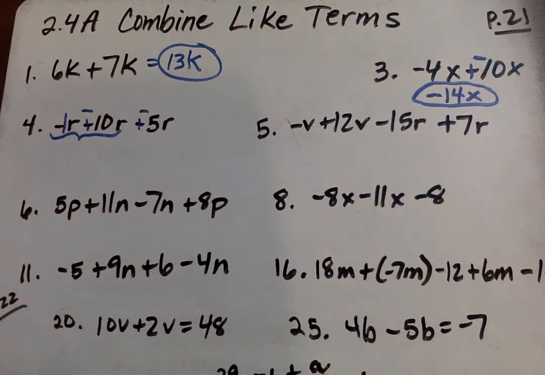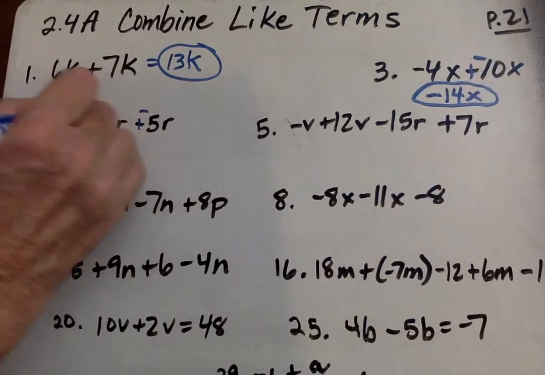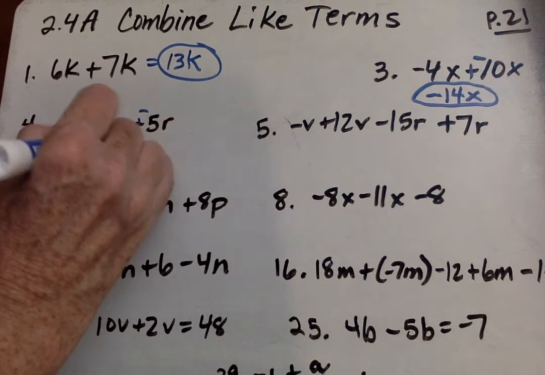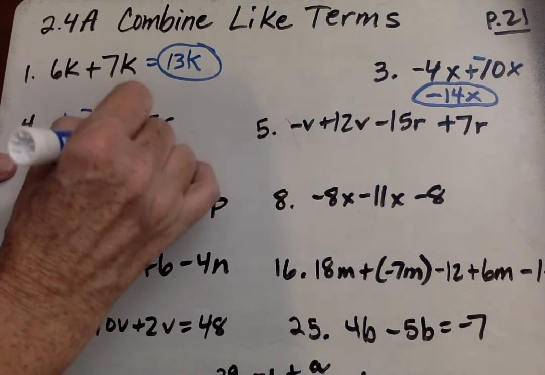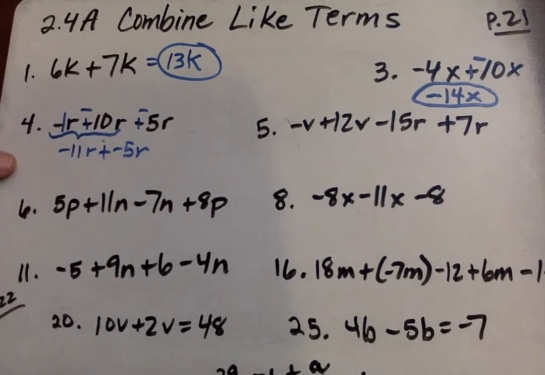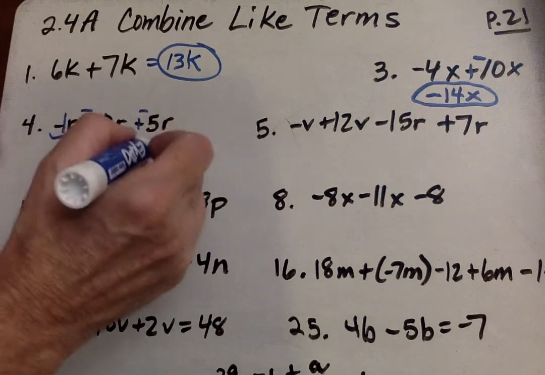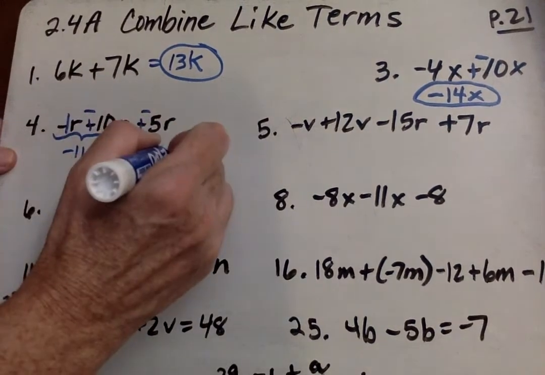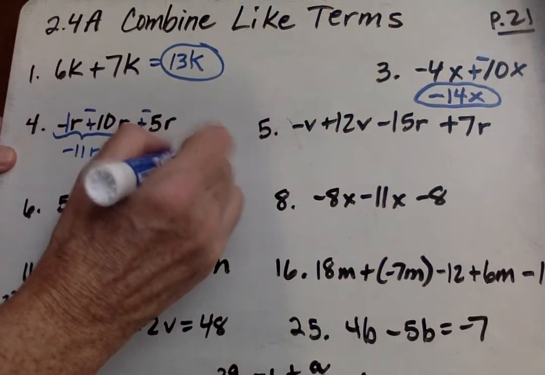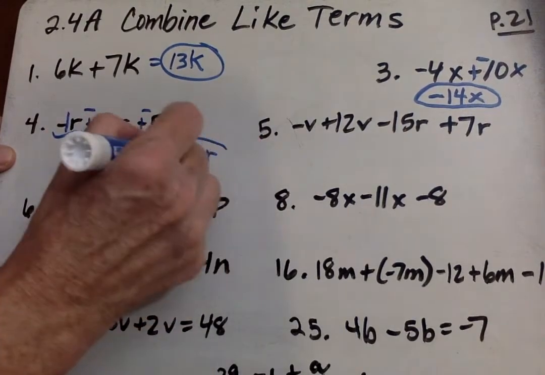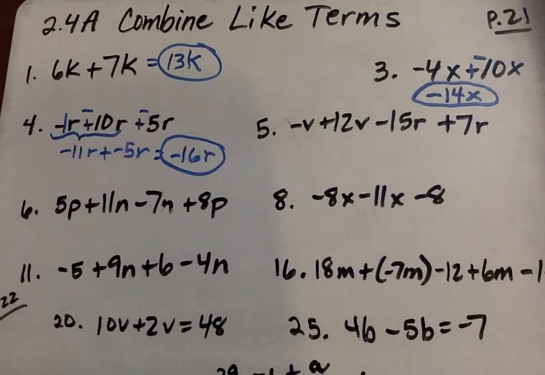Negative 1 plus negative 10, is that a battle or a party? It's a party because they're both negatives, so we combine them and get negative 11r plus a negative 5r. Now, is that a battle or is that going to be a party? It's a party. So we add them together and we get 16, and negative wins. It's all a negative party right there. Negative 16r, and you're finished.